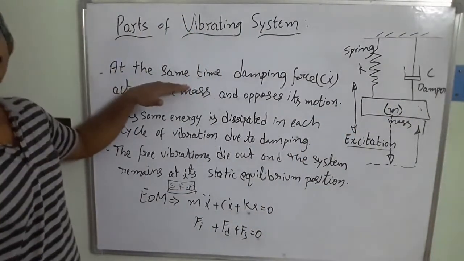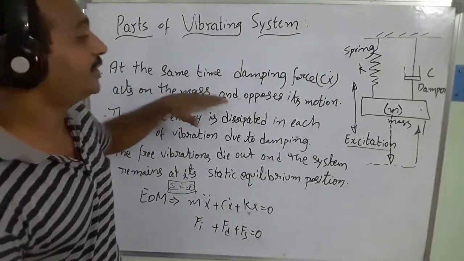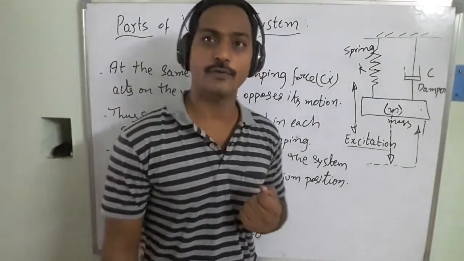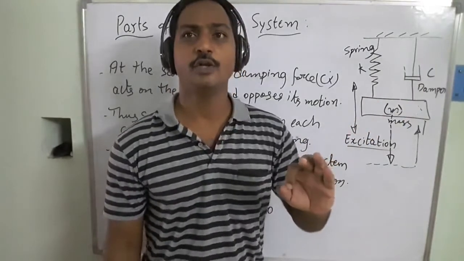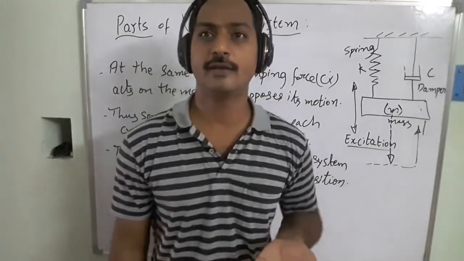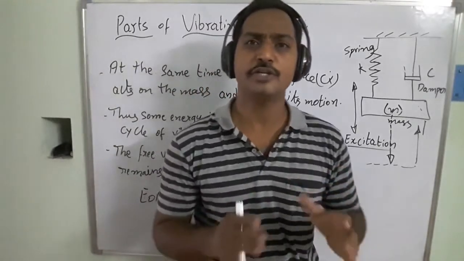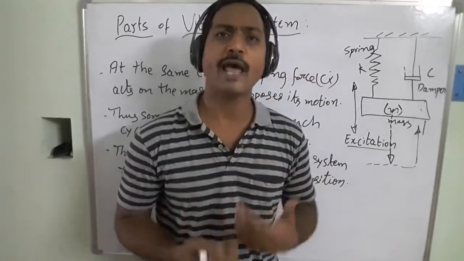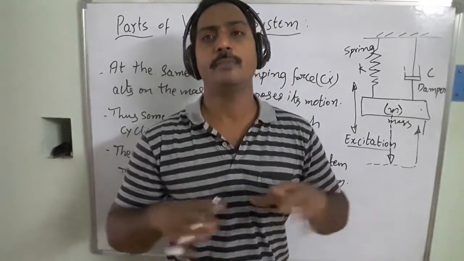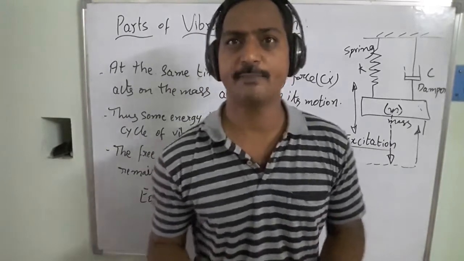At the same time, there is a damping force that acts on the mass and opposes its motion. From the vibration point of view, this damper is mainly designed to oppose the motion of unnecessary vibrations. Suppose you are traveling on a bike. What will happen when you are moving on rough roads? Those vibrations should not come to your body. So these dampers and the spring system combined are arresting these vibrations so that your body will feel a little comfort. I hope you understand the main purpose of the damper.